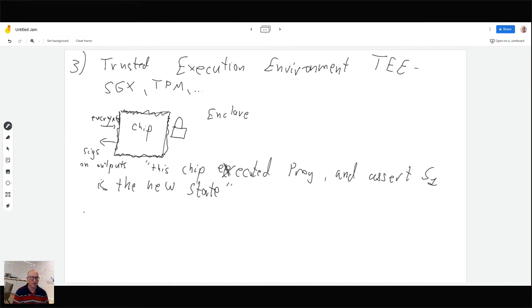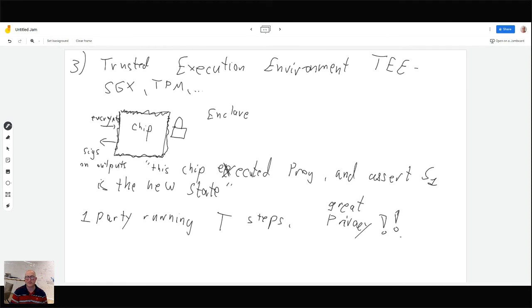So you can have one party running the program inside this enclave, so running T steps. You have very good privacy because no one but this party. So privacy is really great. That's really a big benefit because you can send your inputs in an encrypted way. No one but the inside of the chip will see it.